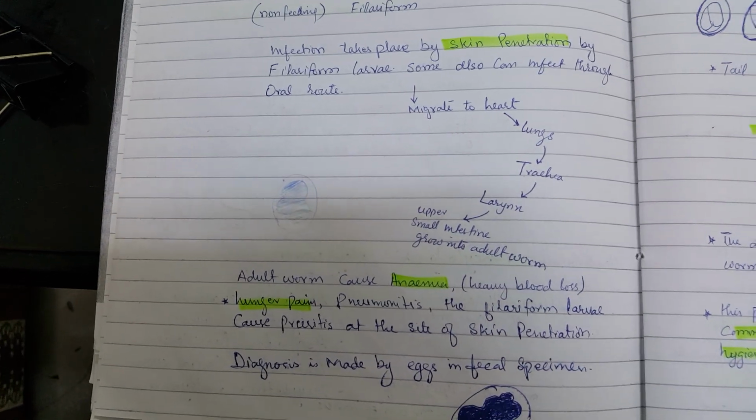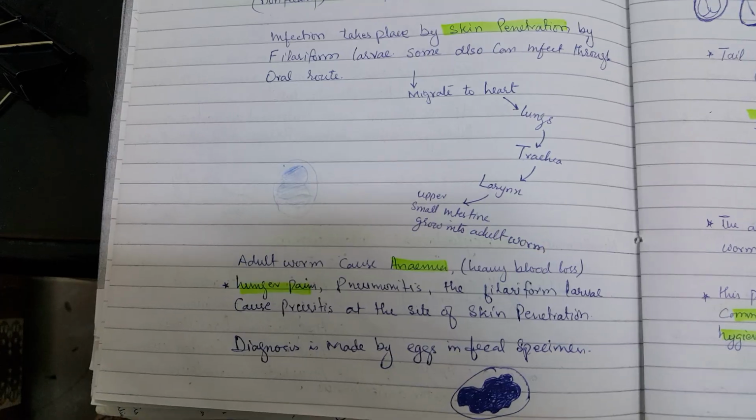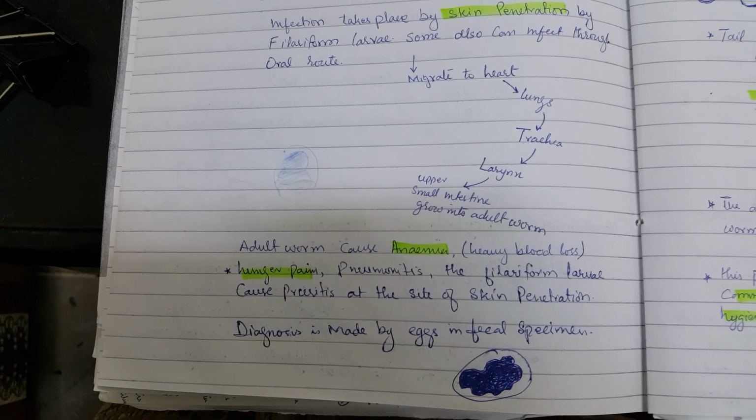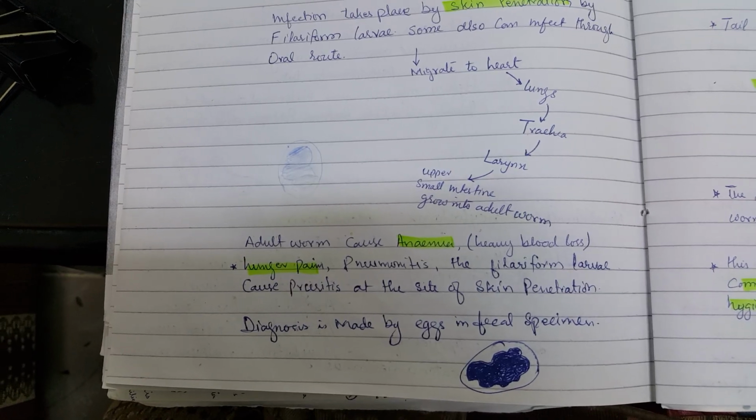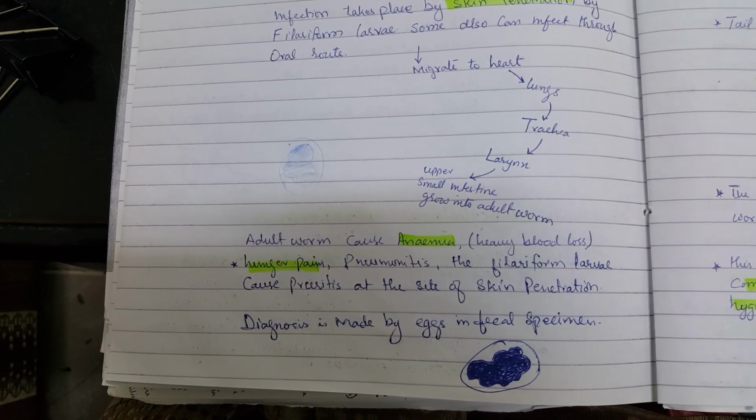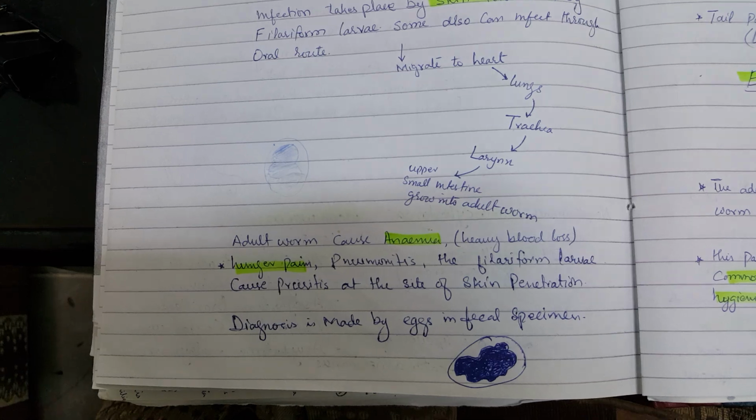Adult worms cause anemia, heavy blood loss, hunger pain, and pneumonitis, and the filariform larva causes pruritus at the site of the skin penetration. Diagnosis is made by finding the eggs in the fecal specimen.